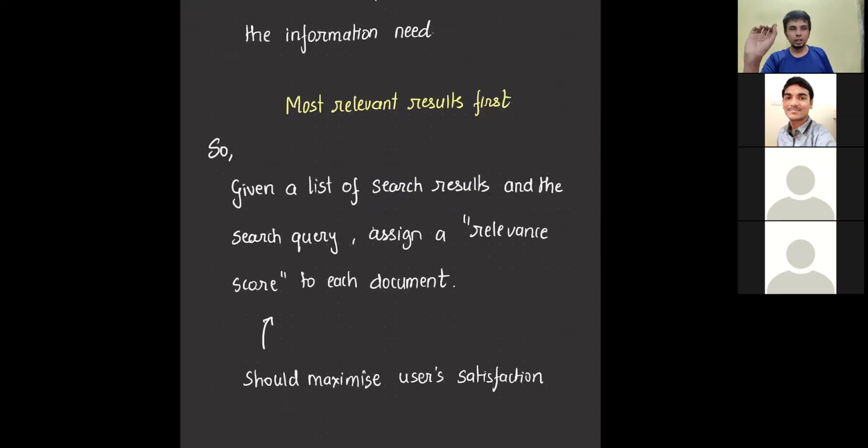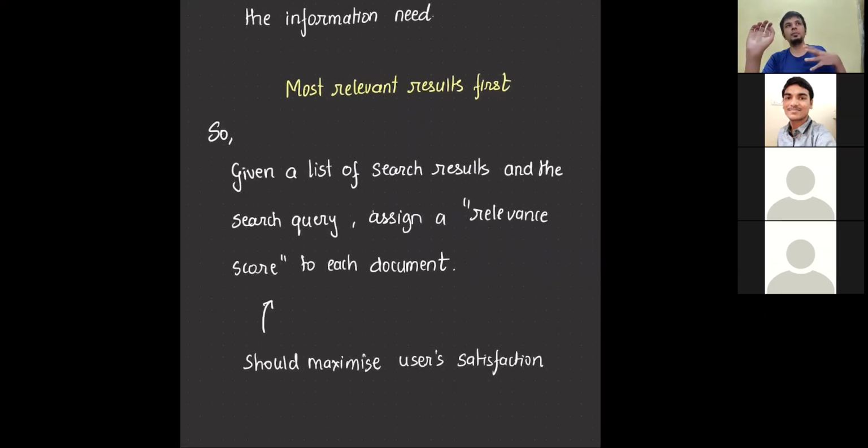So the idea is that we build an intuition of which document would be relevant given the query and the corpus, relevant to the user. The problem statement is: given the list of all the candidate results that we have for a given query, we assign a relevance score to each document. And this relevance score should maximize the satisfaction of the user.